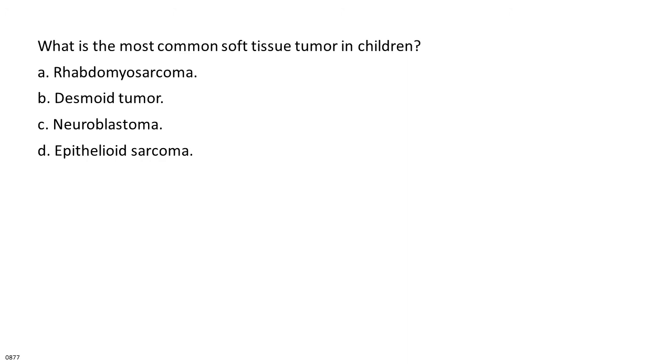What is the most common soft tissue tumor in children? A. Rhabdomyosarcoma. B. Desmoid tumor. C. Neuroblastoma. D. Epithelioid sarcoma.